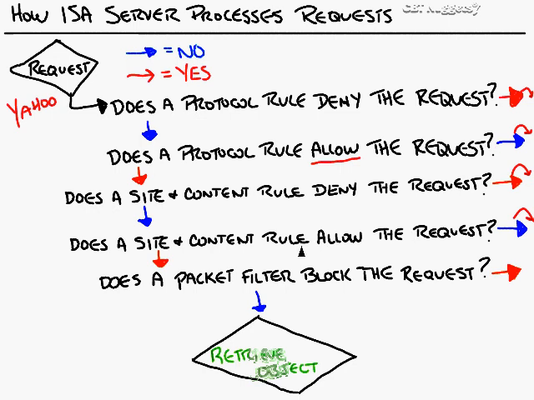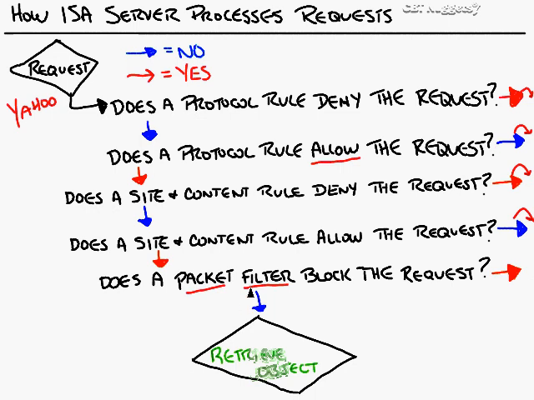Finally, we come to the last access spot, and that is packet filters. Packet filters are kind of a lower layer, where we're getting down to the port and IP address level, a lower layer filter that we can use as kind of a last-ditch effort to allow or deny traffic. And the last question it asks is, does a packet filter block this request? If yes, it will be blocked. If not, then we will retrieve the object.